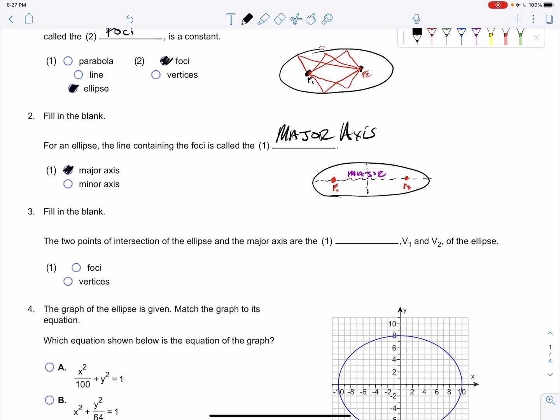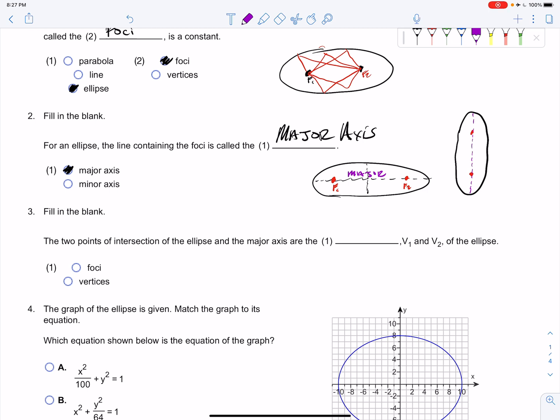By the way, these ellipses or elliptical curves can also be elongated vertically. And so your foci, you'd have one here and one here. And just like before, it still would be sitting along the major axis vertically. It's that stretched out direction.